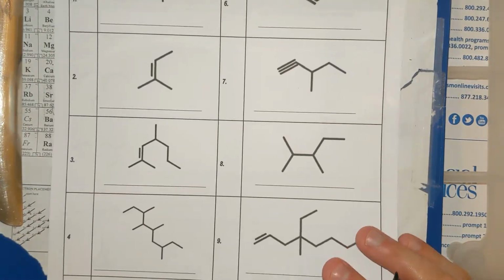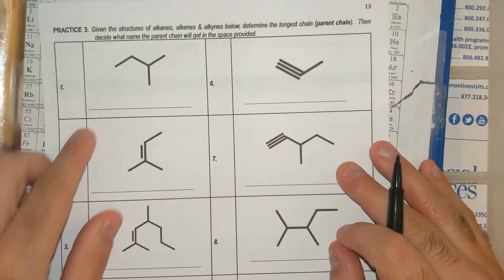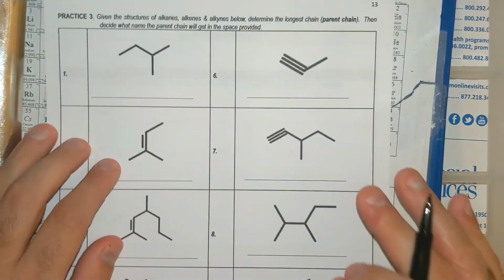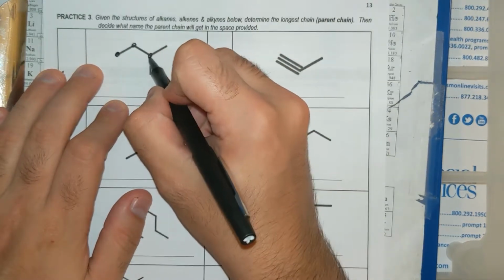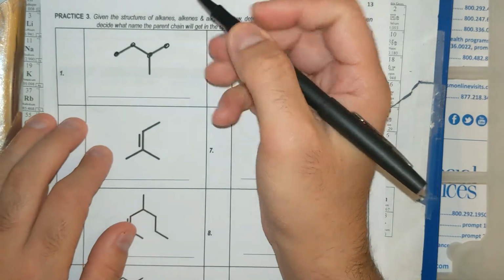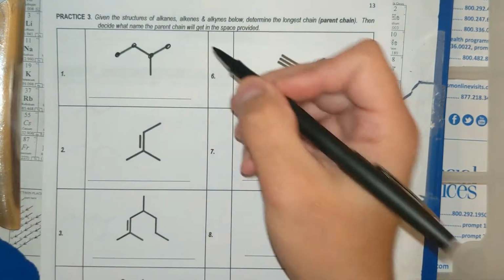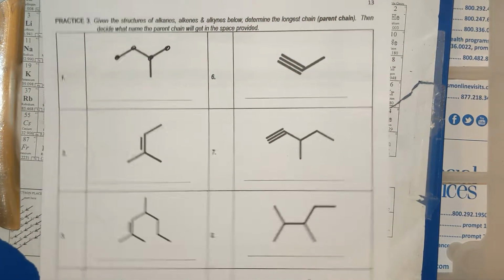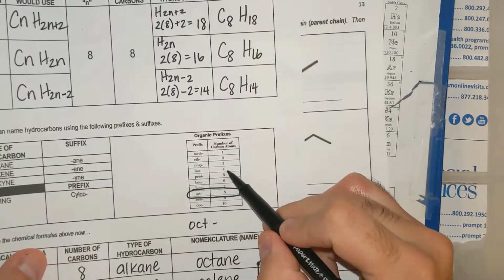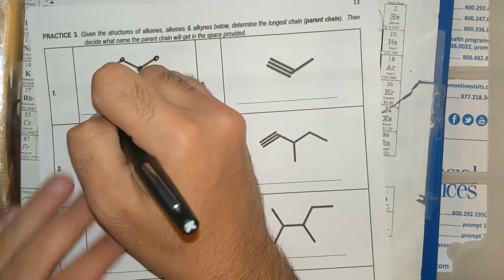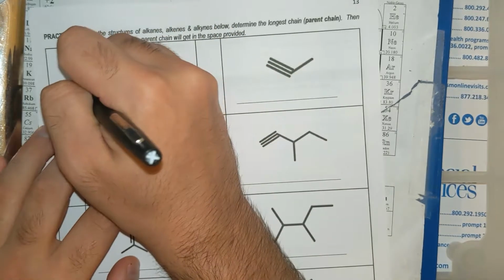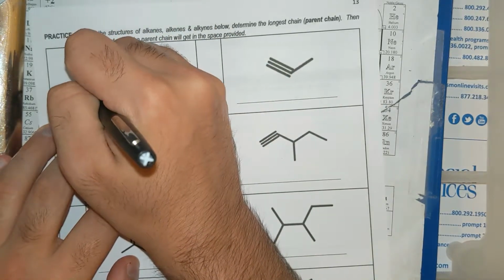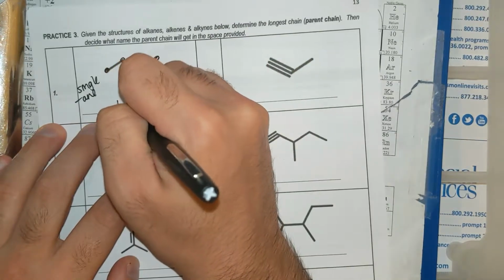And then finally, on the last page, I want you to identify the longest chain and then give me the name. So for example, for something like this, 1, 2, 3. No matter what I do, I get 4. 4 is my longest chain. If I look at my notes, for all single bonds and 4 carbons, that's going to get butane. So the name of this, 4 carbons gets but, and it's all single bonds, ane. Putting that together, I get butane.